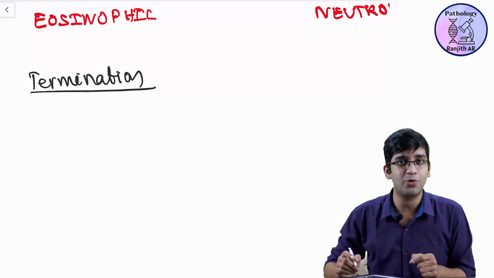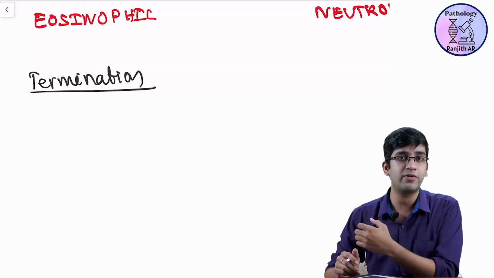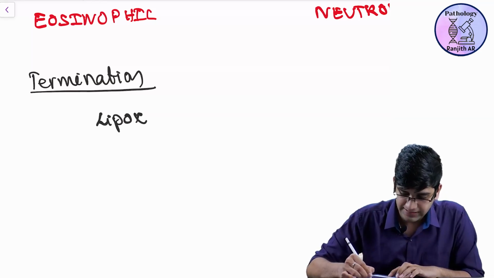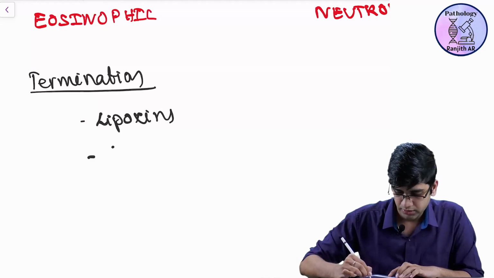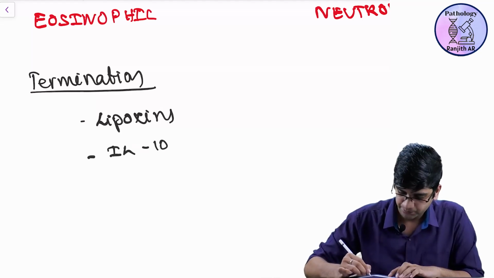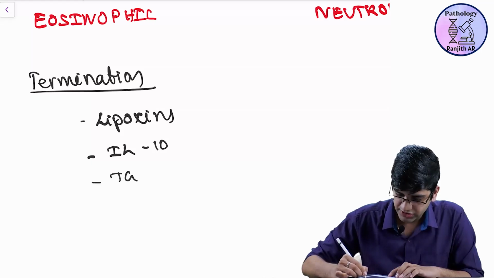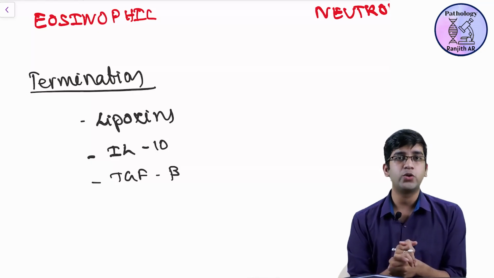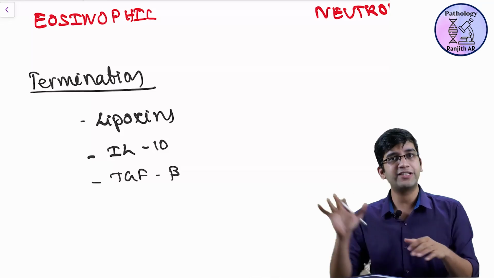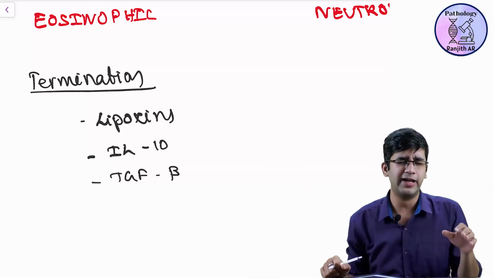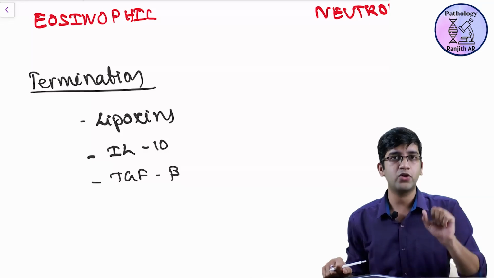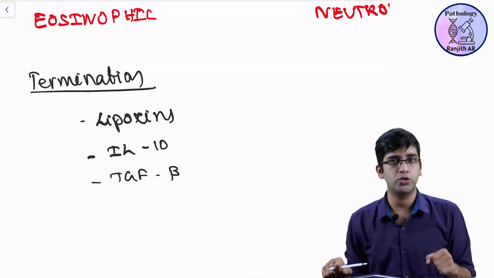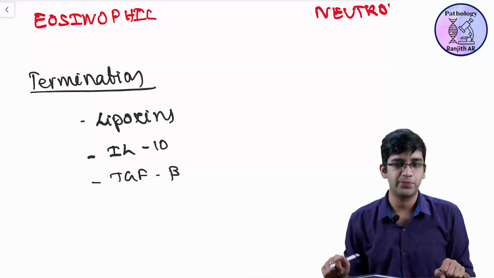Termination of inflammation is very important. Otherwise, I'll have uncontrolled inflammation causing damage. For termination of inflammation, we have few mediators: lipoxins, interleukin 10, and TGF beta. These are three main molecules mentioned in Robbins which are required to terminate inflammation. This is going to tell my endothelium, stop your vascular permeability. I am done. Don't send me more cells. That's the goal of this, and that ends this chapter.